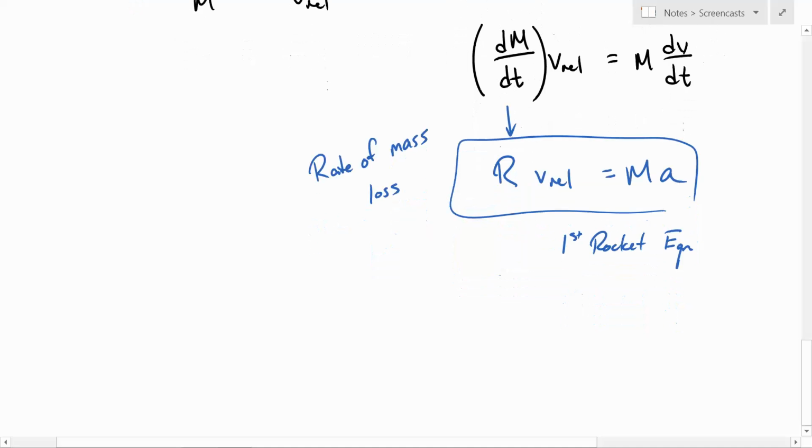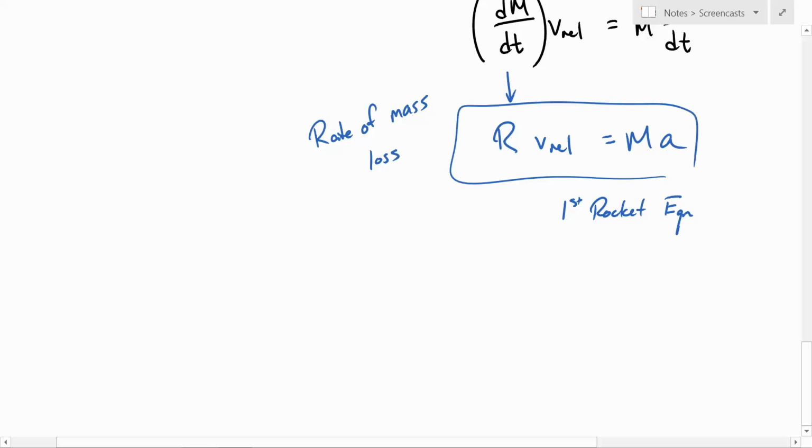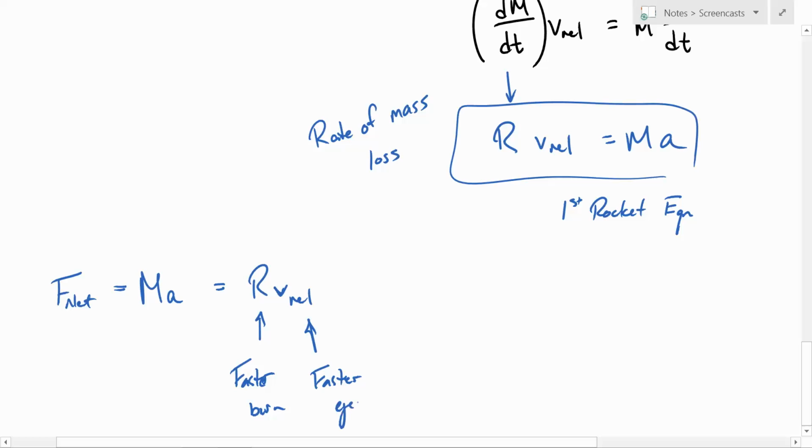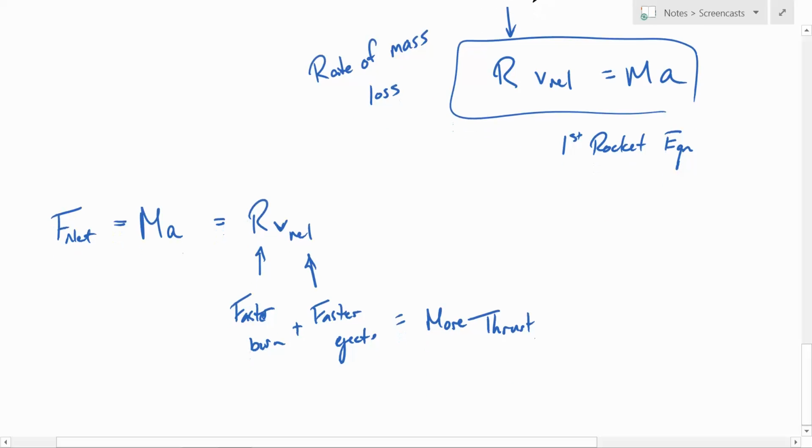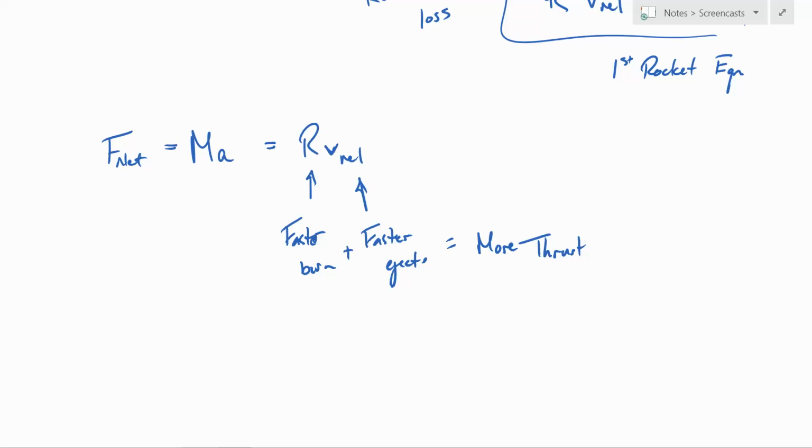And what it has done for us, it says, alright, if we look at this, it says that ma, which is shockingly enough then Newton's second law here, is equal to R times v relative. So the faster we burn fuel and the faster we eject it, gets us more thrust. So we're going faster. Not the most shocking of consequences, but kind of nice to get there. Now, the question that we might want to ask is, where do we go from here?